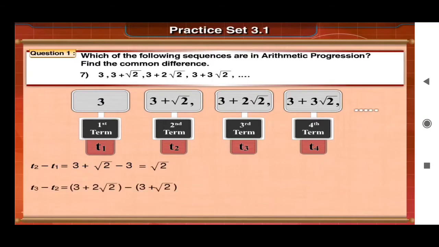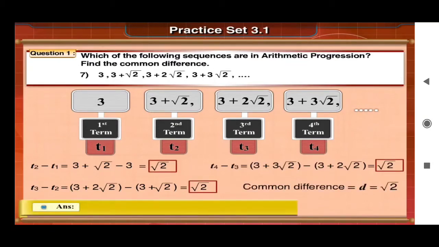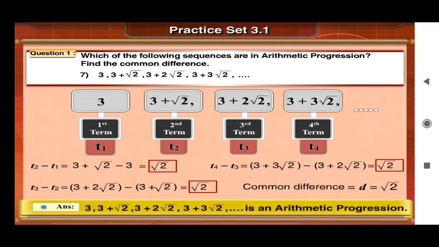3 plus 2 root 2 minus 3 plus root 2 is equal to root 2. 3 plus 3 root 2 minus 3 plus 2 root 2 is equal to root 2. We have seen that the common difference here is root 2. Therefore, the sequence 3, 3 plus root 2, 3 plus 2 root 2, 3 plus 3 root 2, and so on is an arithmetic progression.